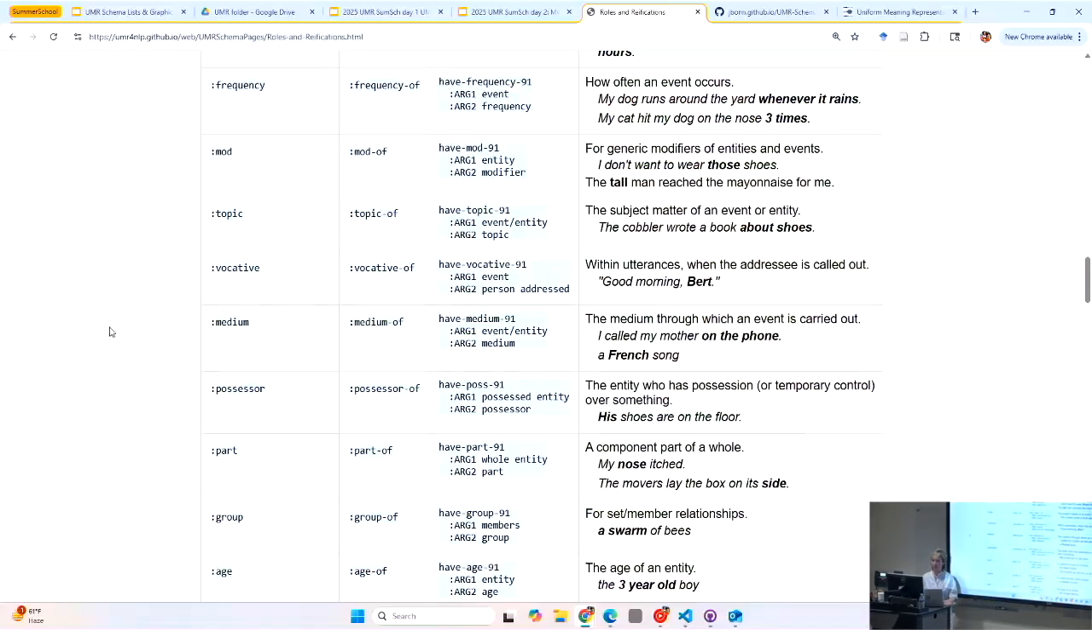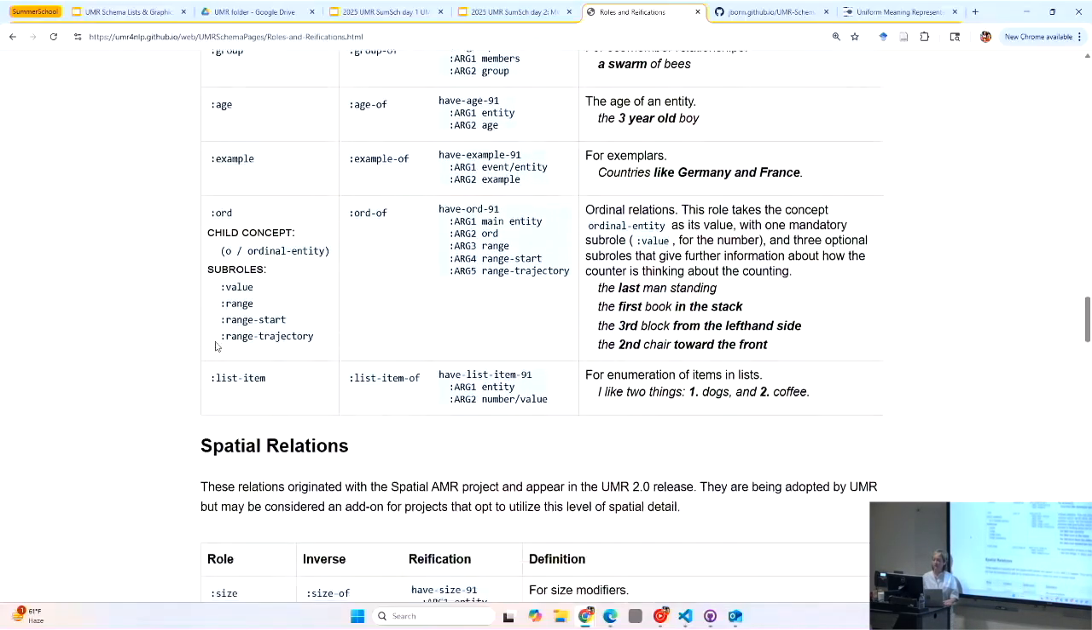Okay, so here's ORD. I do want to note range start and range trajectory. Those were introduced in spatial AMR, but they are not strictly spatial roles. They're actually applicable, especially range start, for temporal situations as well.